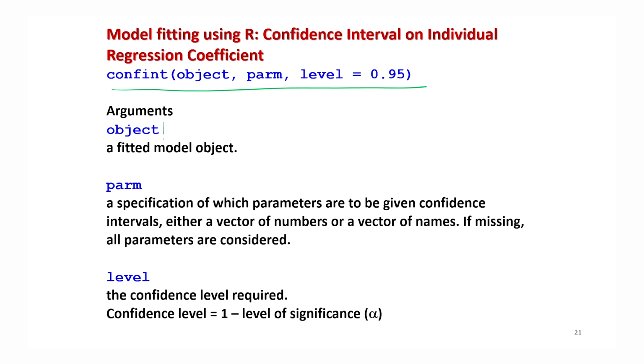The object is something like the model which we want to fit, whose parameters are estimated and whose confidence interval has to be obtained, right. And then parm specifies which parameters are to be given confidence intervals, either a vector of numbers or a vector of names, right. And the level is the confidence level, as I explained, that is 1 minus the level of significance.